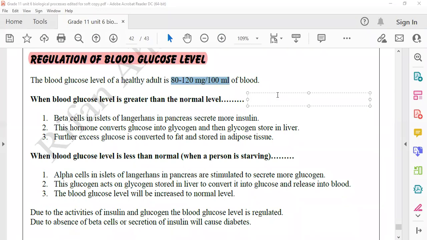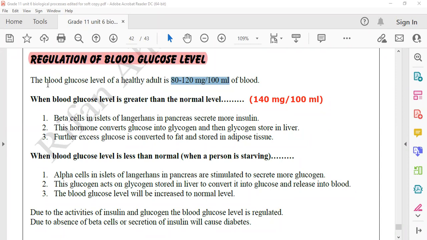Actually, now, did you have your breakfast today? Yes, sir. Did you have your lunch? Yes, sir. Right. After lunch, if you go in 2 hours' time and check your blood, your blood will show nearly 140 milligram per 100 milliliter. So it is showing greater than what is required by you. Am I right? Yes, sir.